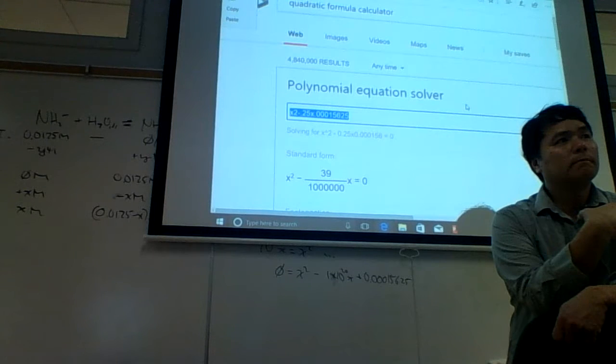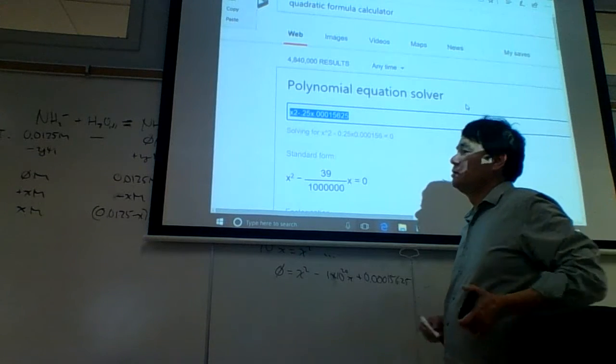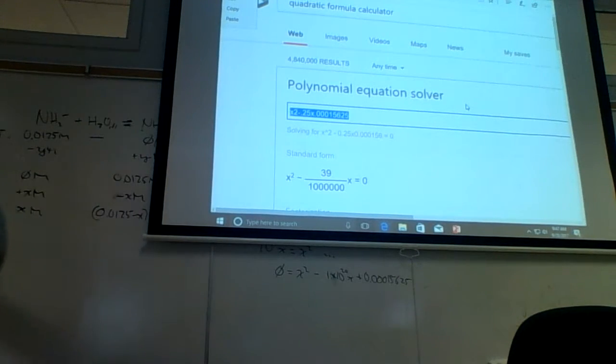One of my x values is 0.03. 0.03? 0.0301. 0.03. Okay, 0.031. And what's the other x value? Negative 0.005. Negative 0.005.